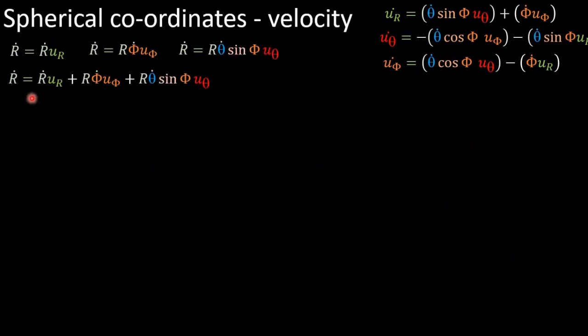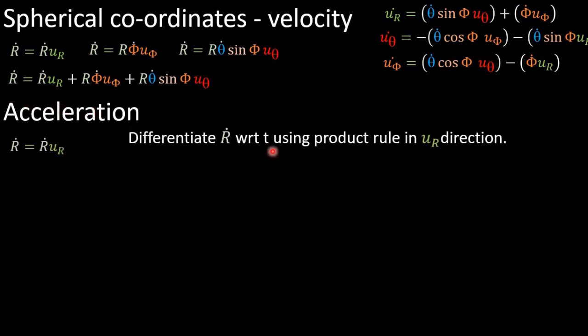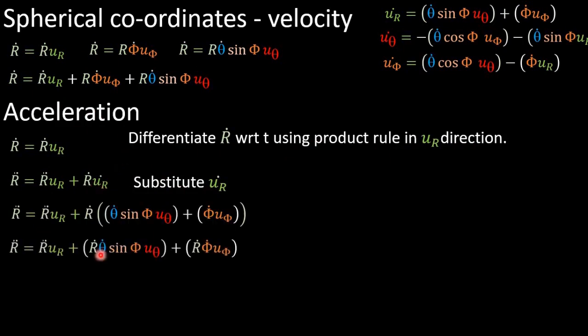So I can write r dot in its full vector form as r dot in the u sub r direction, r times phi dot in the u sub phi direction, and r times theta dot times sine phi in the u sub theta direction. So that is my particle's velocity. So to get acceleration now, we take our velocity in the u sub r direction, we differentiate r dot with respect to time using the product rule in the u sub r direction. So apply the product rule to that to get this, and then substitute our time derivative for u sub r from here into here to get that, and then distribute that r dot to get this expression for acceleration.